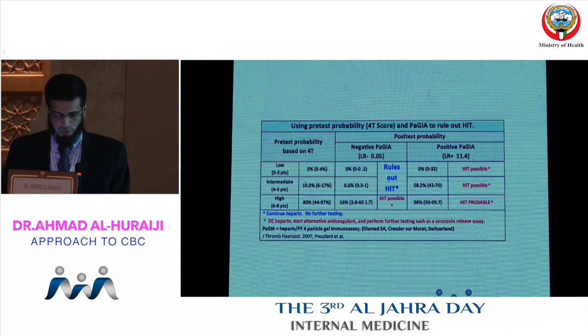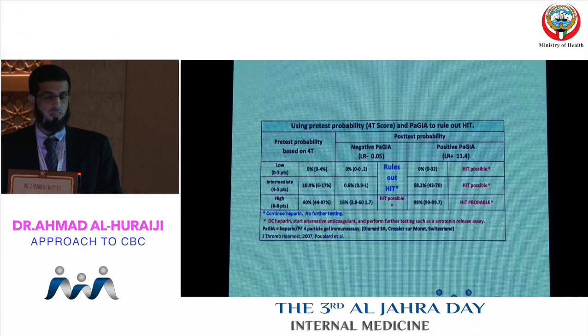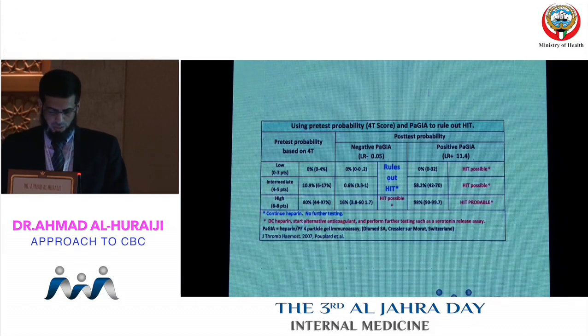If you have a low pretest probability and negative PF4, then HIT is ruled out. But the thing I would like to highlight here is that if you have a high pretest probability and a negative PF4, this does not exclude it 100%. You still have a 16% chance of possible HIT, so it's better to proceed with SRA, which is the serotonin release assay.